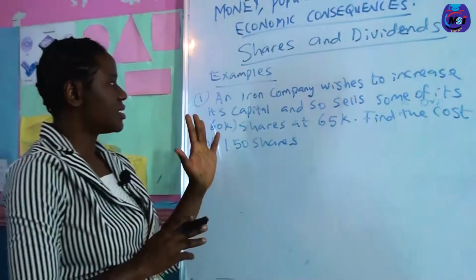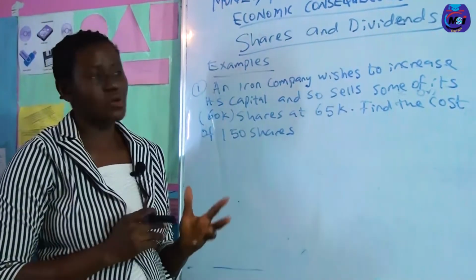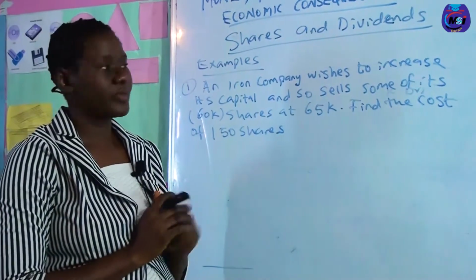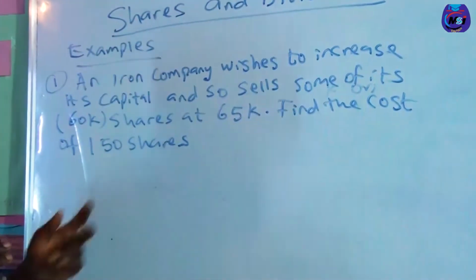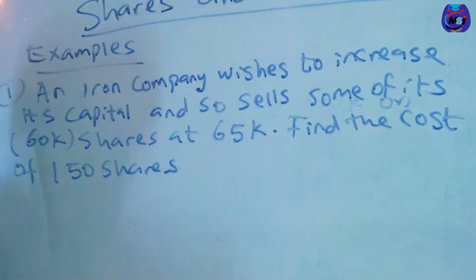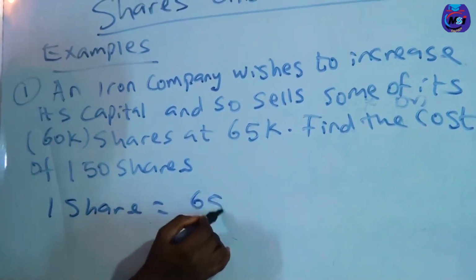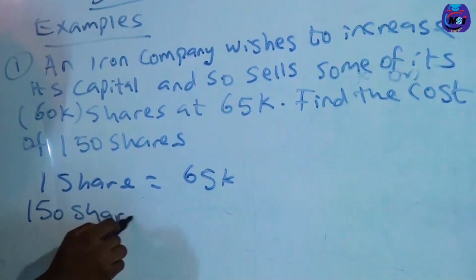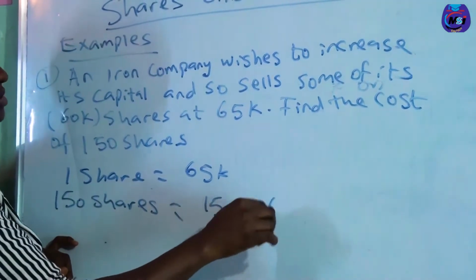The question is, an iron company wishes to increase its capital and so sells some of its 60 kobo shares at 65 kobo. Find the cost of 150 shares. If I'm to buy 150 shares from this company at 65 kobo, how much will I need to do that? So one share is 65 kobo. Now 150 shares would be 150 times 65.